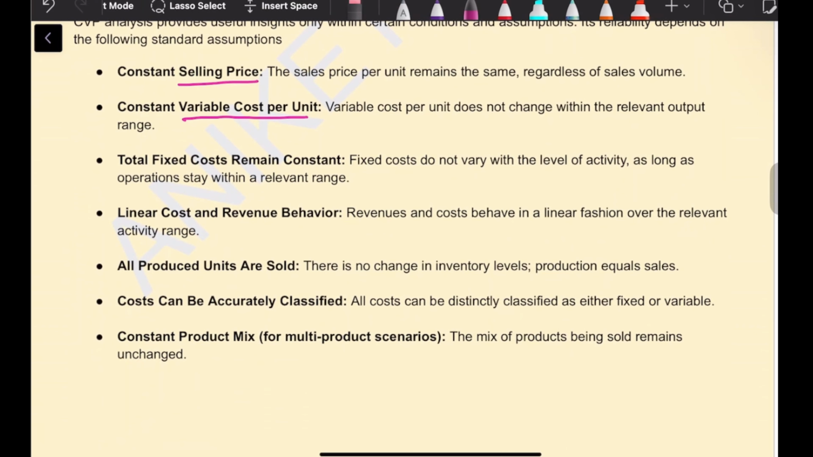Next, total fixed cost remains constant. Fixed cost remains fixed only up to some threshold level. After that, it may change, so it may also vary in ranges. That is also a possibility. So for CVP analysis, these assumptions are made.